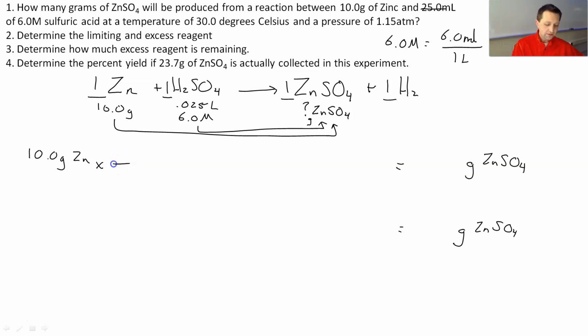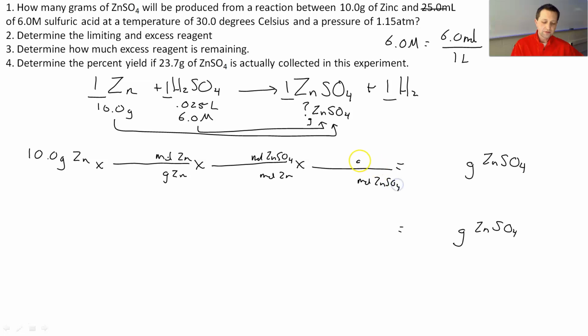So I know I'm going to have a three-step process here. If I look at my stoichiometry roadmap, so let's go ahead and solve it. I'm going to cancel out grams of zinc and go to moles of zinc. Cancel out moles of zinc down here. Go to moles of zinc sulfate. And then cancel that out into grams.